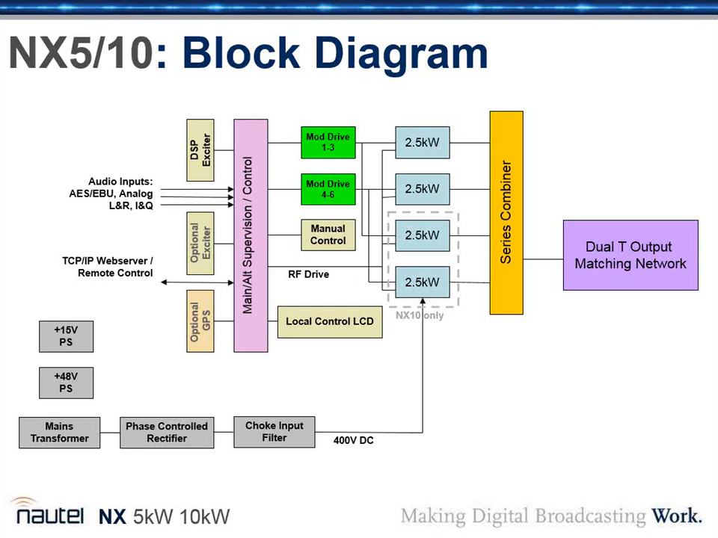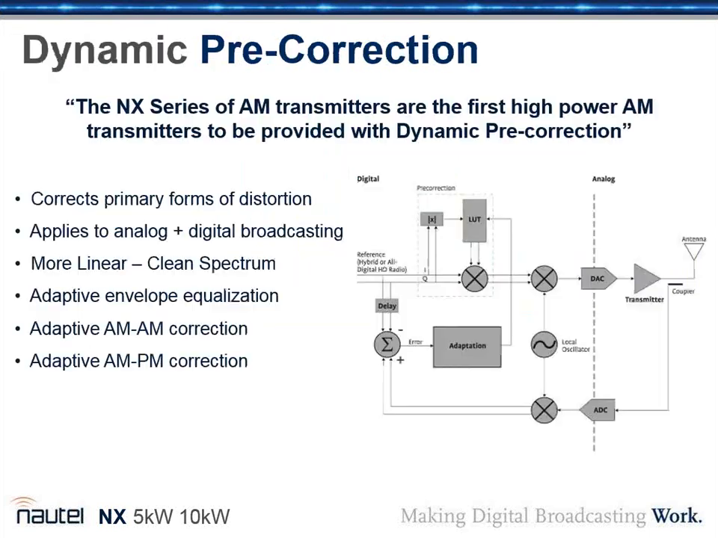The GPS is optional. You have a local control LCD, and then you continue to have the AUI, which can be accessed via the web. And we'll talk about the broad number of audio inputs. We have the power supplies, a big chunk of iron, which we'll show you, which a lot of people like getting rid of, especially in an AM site with the amount of lightning that comes down at AM sites. I mentioned that dynamic pre-correction is standard in the transmitter.